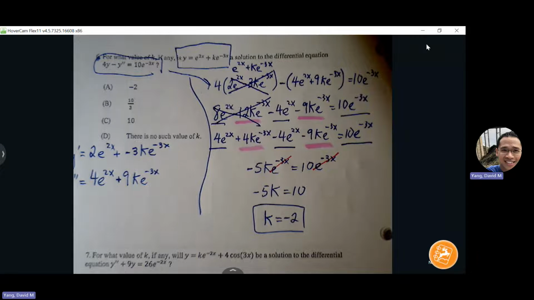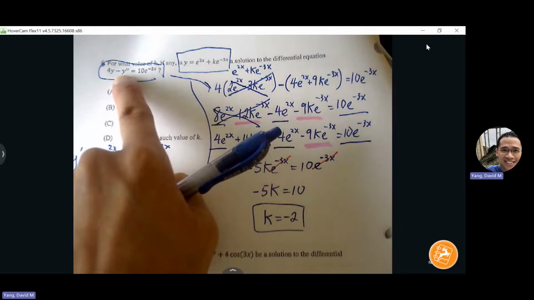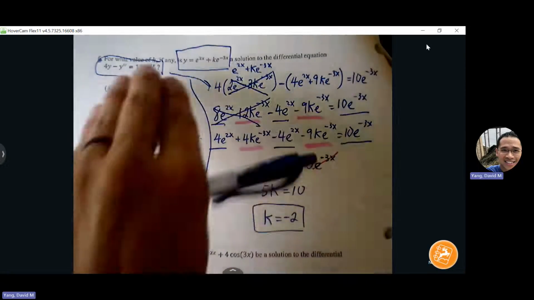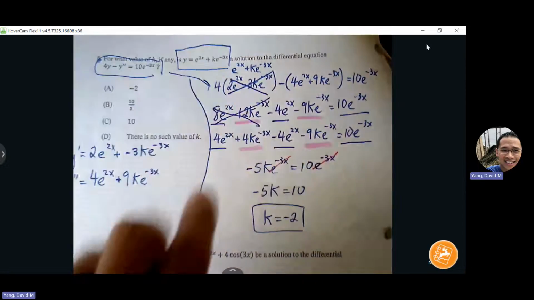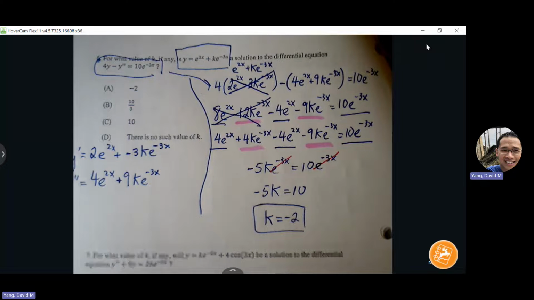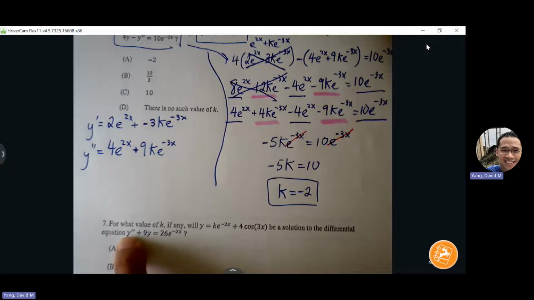Okay, so that's the strategy with these problems. If there's a mention of y or y prime or y double prime, go ahead and find those derivatives, and then you're just substituting them back into the equation, and then either confirming that it's a true statement or trying to find a missing value. So that's the same thing that we do with number 7. We build y double prime, plug y double prime in, and then solve for k.